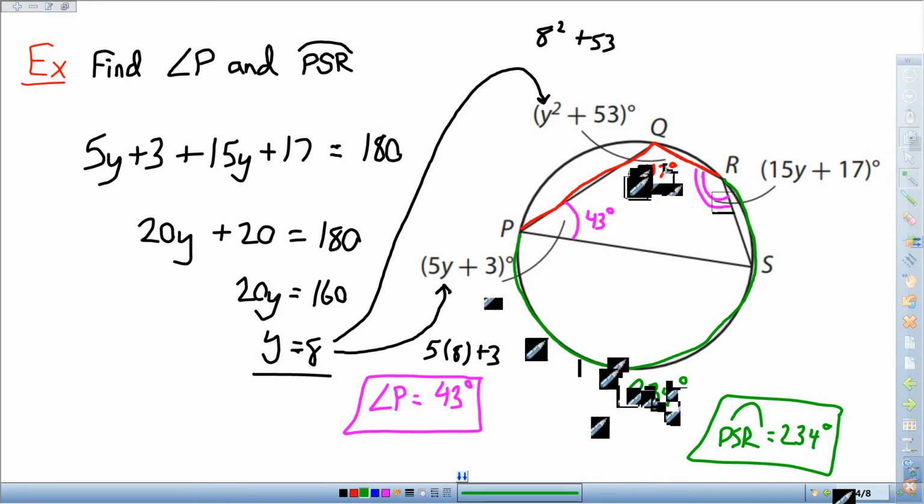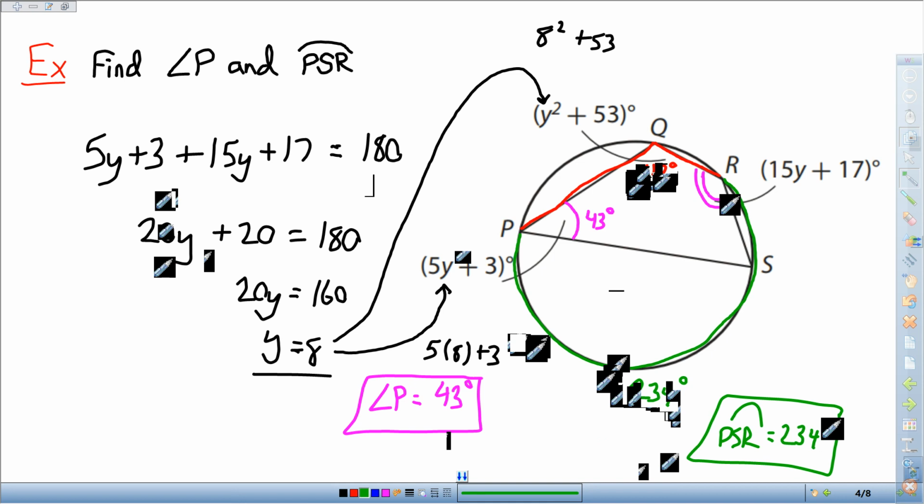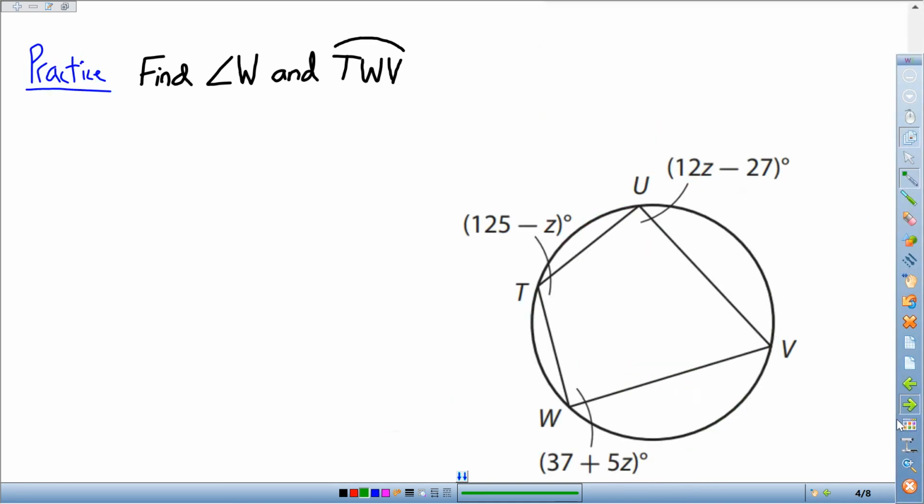Okay, so not as difficult as it might have seemed. We just had to solve for y. We figured out our equation, and then from there we're just plugging stuff in and using the rules that we've learned before. Okay. All right, I'm going to have you guys try one last problem here.